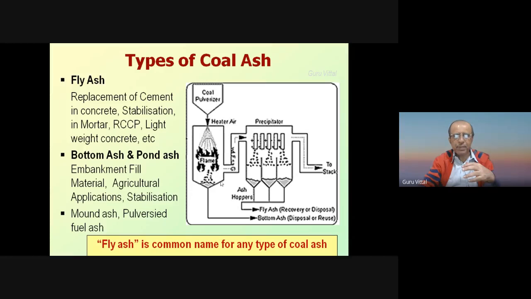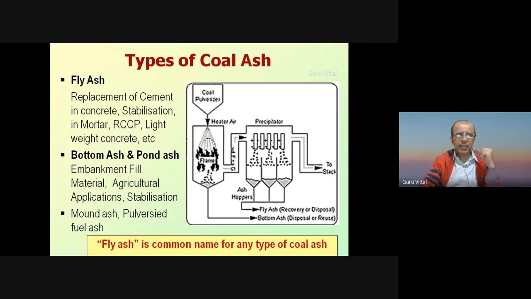And about 20% of the ash particles sinter, meaning they flocculate and adhere together, become bigger particles, and fall down to the bottom of the furnace, and from there they can be removed. Both the fly ash and bottom ash are mixed with water and pumped into the ash ponds, and that becomes the pond ash.